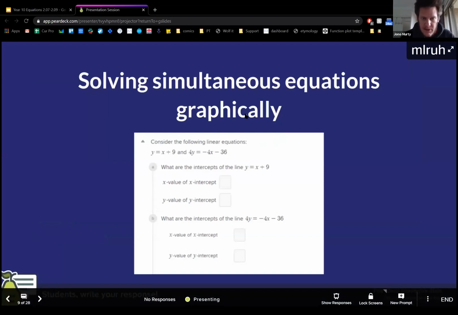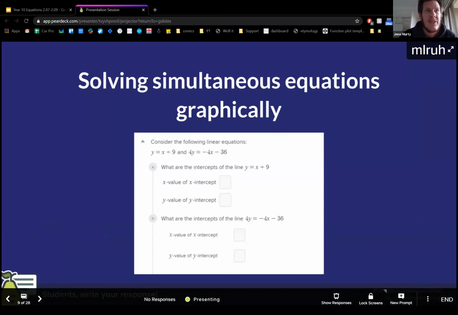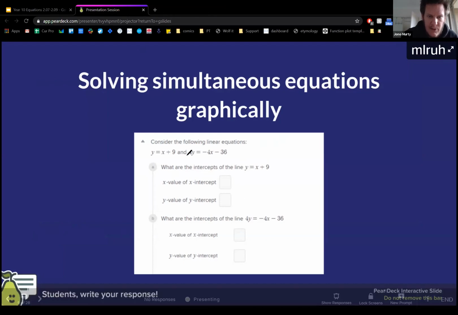Let's just move on to a very simple solving simultaneous equations graphically. Notice that the second equation here is not in the form y equals mx plus b. So it will be handy to first convert this into the correct form, and then we'll be able to easily see the x and y intercept.